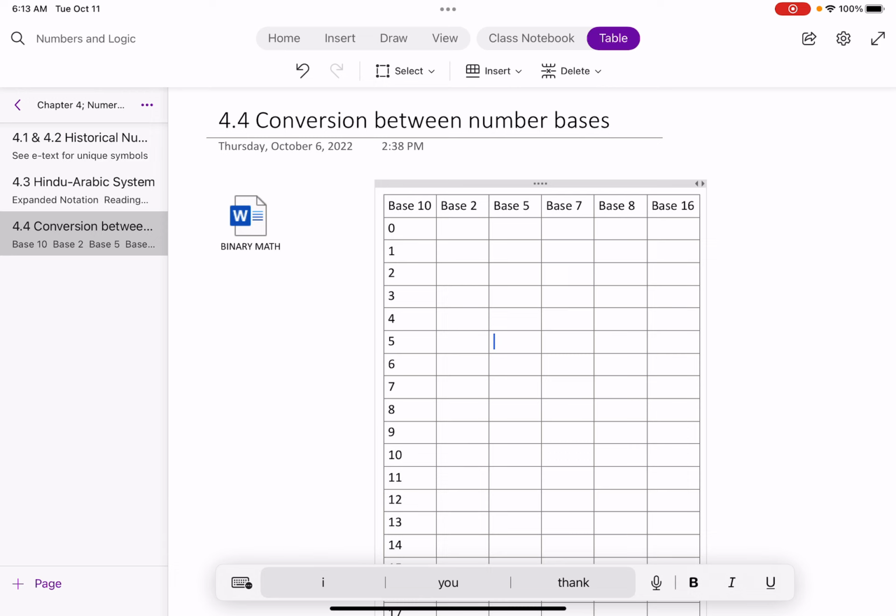All right, today we're going to talk about conversion between numbers and bases. I have this table here that we start with base 10. Base 10 is the typical way we count, and we start with the number 0, 1, 2, 3, 4, 5, 6, 7, 8, 9, 10.